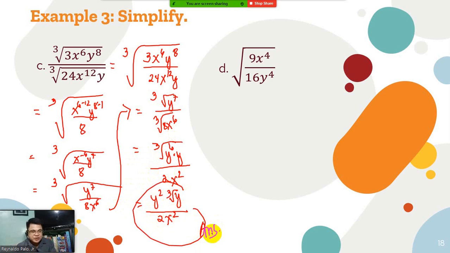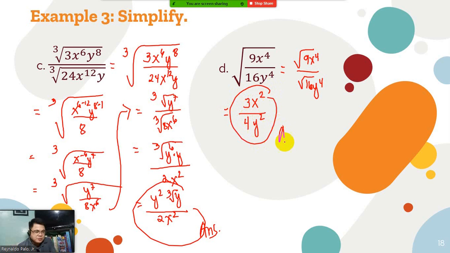Next, let's have letter D. Square root of 9x raised to the 4th power over 16y raised to the 4th power. In this case, we can just split it into two. We have square root of 9x raised to the 4th power and square root of 16y raised to the 4th power. This is very easy because all the radicands are perfect squares. Square root of 9 is 3. Square root of x raised to the 4th power is x squared. Over square root of 16 is 4. Then square root of y raised to the 4th power is y squared. So this will be now your final answer.